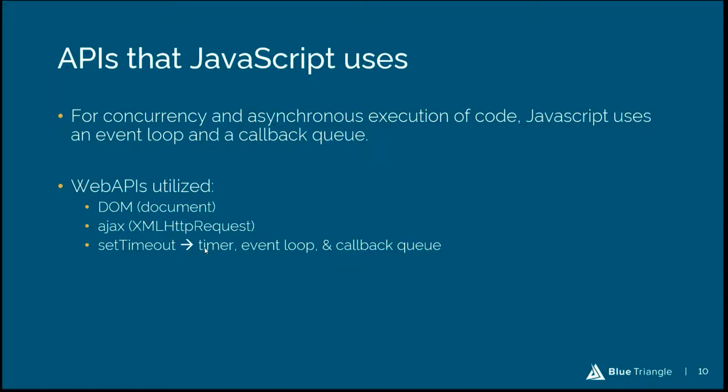So the document, the DOM, basically is a web API that JavaScript uses. Same with AJAX or XML HTTP requests. So those are sort of asynchronous callbacks. And then set timeout is another asynchronous callback that utilizes the timer that gets set in the browser API. And then it uses the event loop and callback queue to queue the callback after the timer runs out.